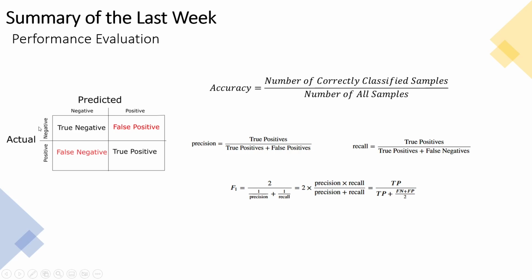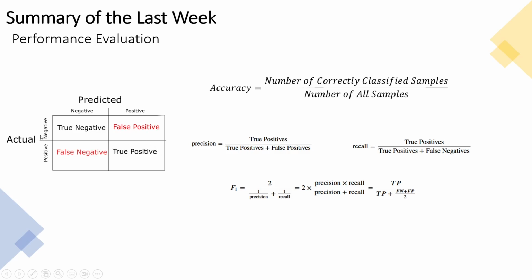If our actual data is a negative and we made a prediction which is negative, that means that's a true negative. That means we classified these correctly. Okay. Similarly, if our actual data is positive and we could be able to classify this as a positive, then that's a true positive.